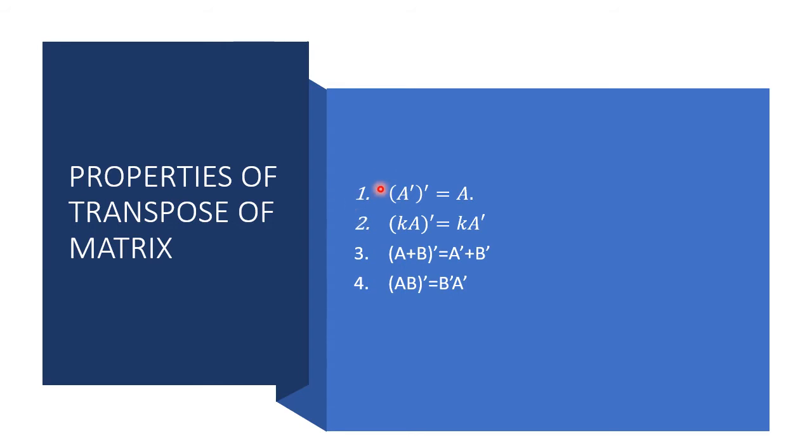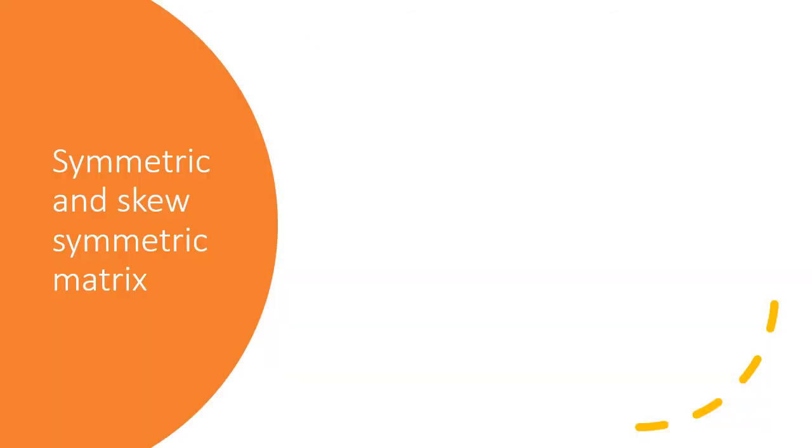So these are the 4 properties, students, that we have to see today. That is 1, the transpose of A transpose is A. K A transpose will be K into A transpose. A plus B transpose will be A transpose plus B transpose. And AB dash is equal to B dash into A dash. I have used the word complement, or you are using the word transpose. Both will be the same. Okay, students. So let me see the next.